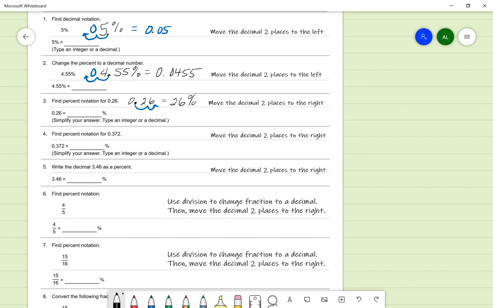For number 4, we're going to find the percent notation for 0.372. So we're using the same steps. Decimal to a percent, we move the decimal point 2 places to the right. So now the decimal is between 0 and 3. We're going to move 2 places. Now it's between the 7 and the 2. So we write this as 37.2%.